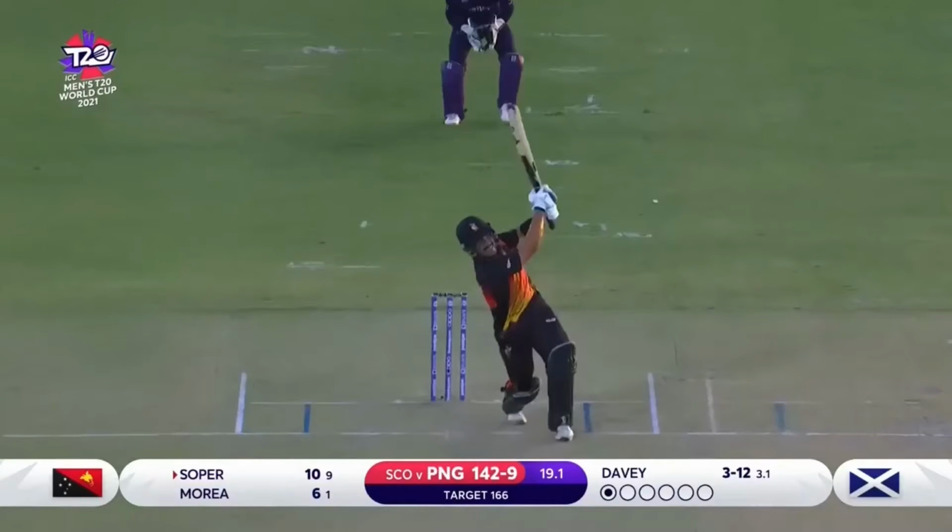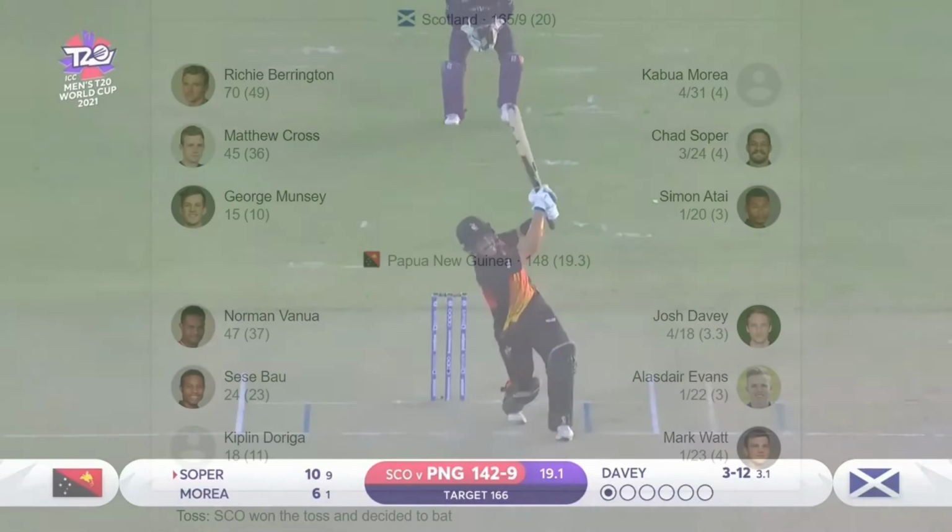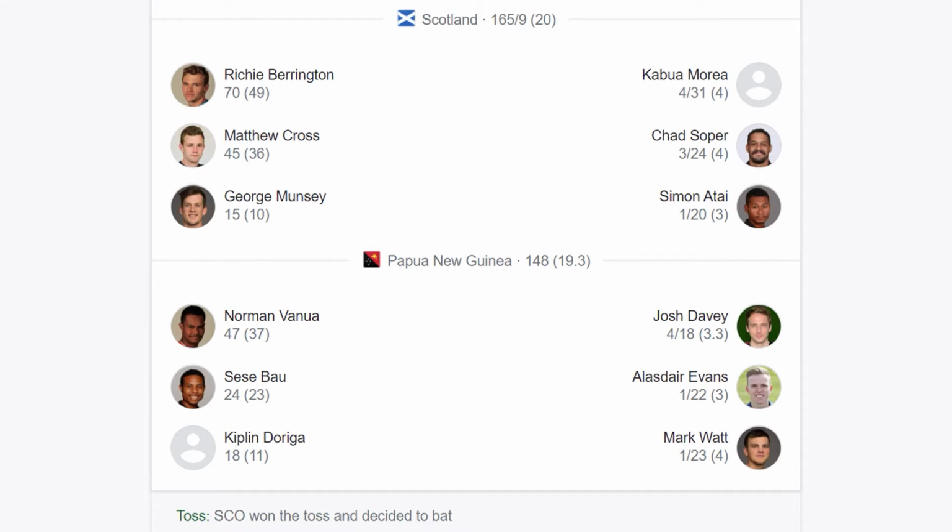And this is where Papua New Guinea, again, a significant change of momentum here, came right back into the game, because at 4 for 151 in the 19th over, a score of 180 was still well within reach of the Scottish team. However, wonderful bowling, good fielding by Papua New Guinea saw them restrict Scotland to 9 for 165.